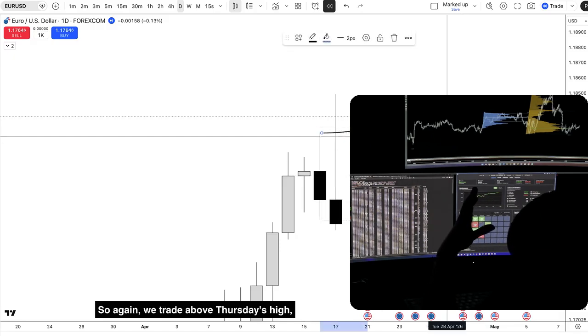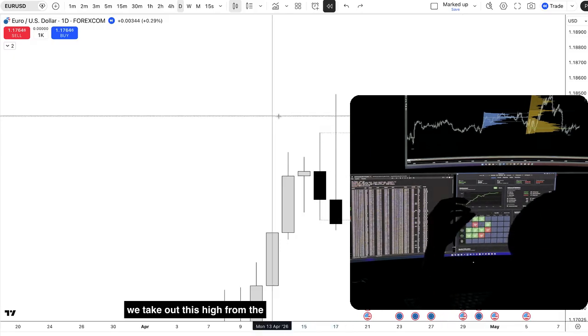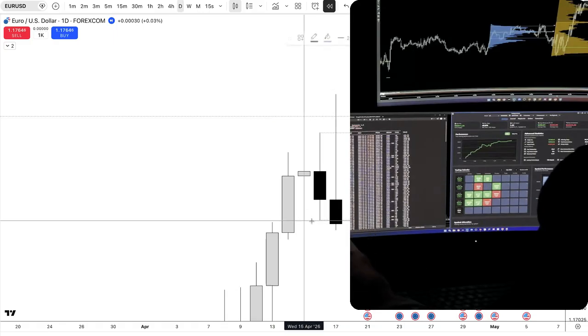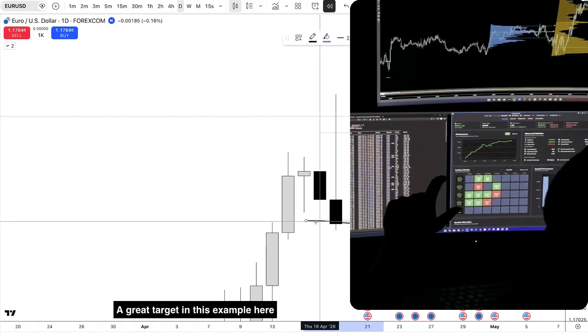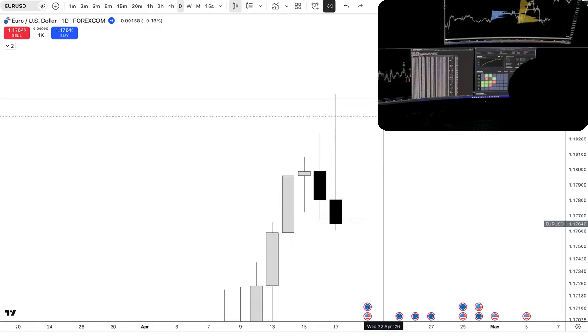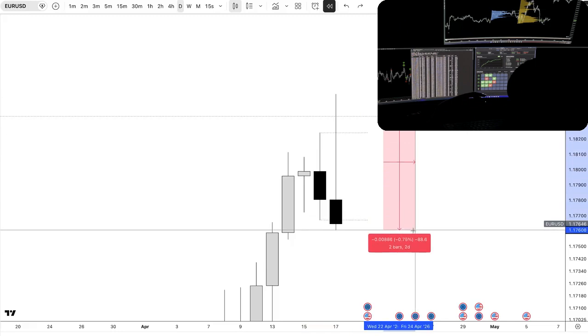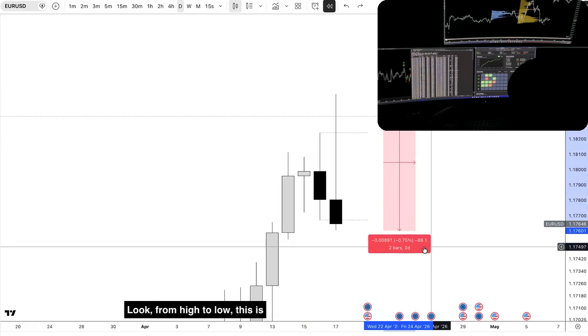So again, we trade above Thursday's high, we take out this high from the left-hand side, and then we go short. And what can we target? A great target in this example would be Thursday's low. And just to give you guys an example of what you can catch sometimes in a single day, look, from high to low, this is 90 pips on EUR/USD. And that is a great move for a single day of price action.